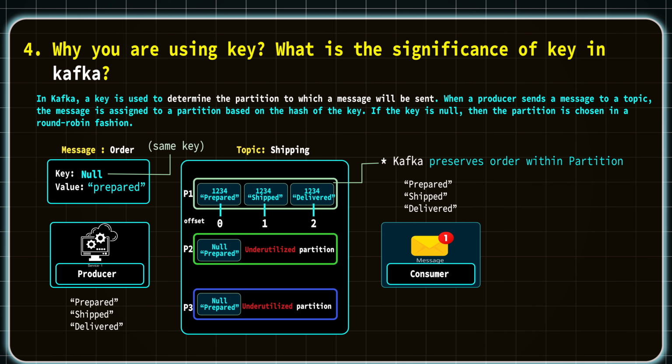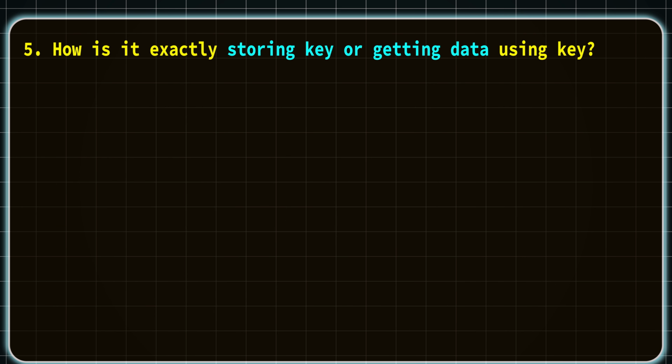On the other side, if you are not sending the same key or there is a null key, then those kinds of messages will be stored in underutilized partitions. As you can see here, these are orphan or independent messages. I hope now you understood the significance of the key. Let's move to the next question.